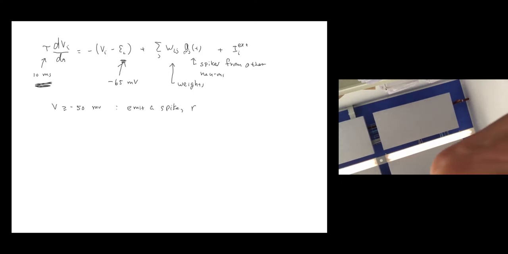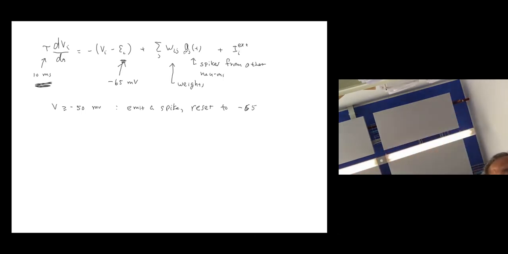and reset to minus 50. Sorry, to minus 65. And remember, Gj of t looks like this. So these are spike times. This is time. These are spike times. And every time a neuron spikes, this jumps up by a little bit, jumps up, some shape or other, and so on. Okay. So this is a neural network.